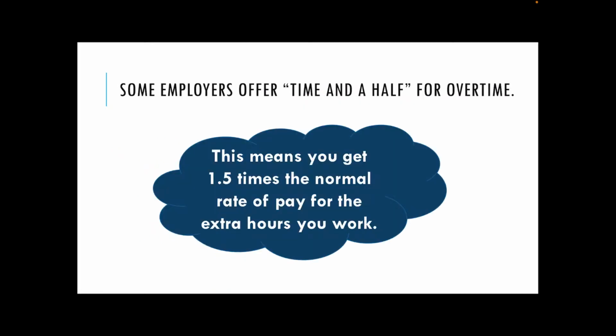Some employers will offer what we call time and a half for overtime. So it's not quite as much as double time, but you get paid 1.5 times the normal rate of pay that you work. So if we multiply something by 1, it stays the same. So that's your time, the normal amount of time. And the and a half is that 0.5. So 1 plus 0.5 makes 1.5.